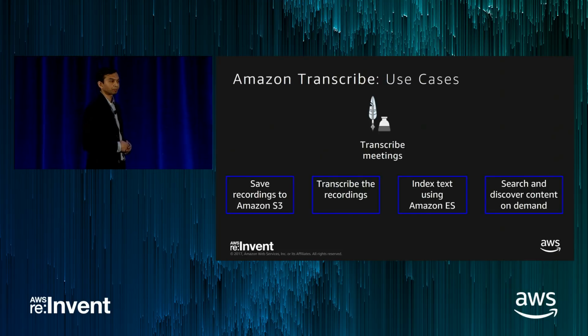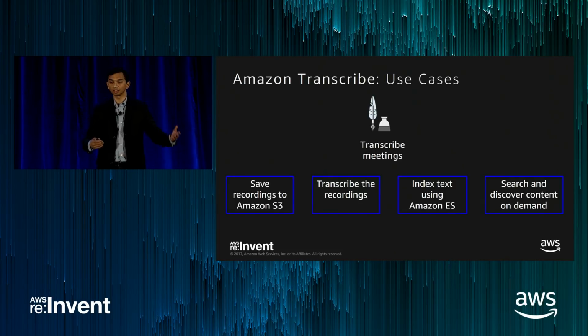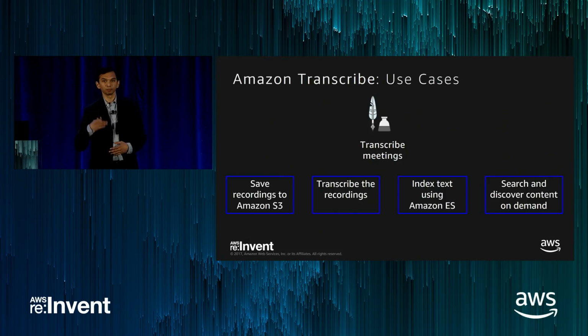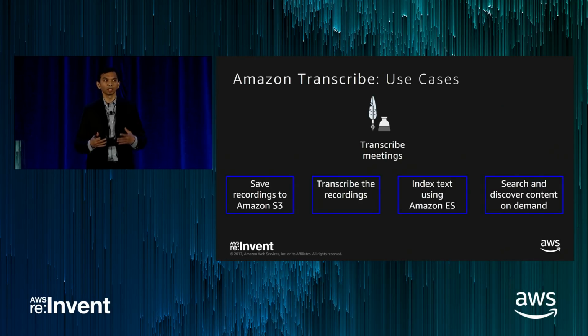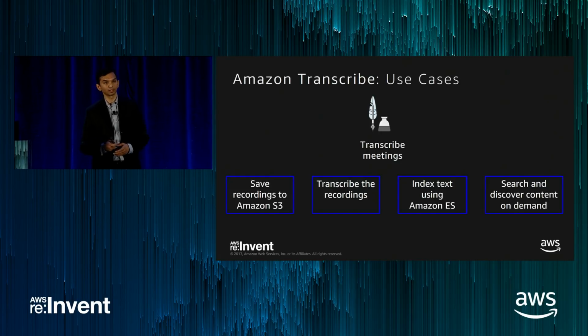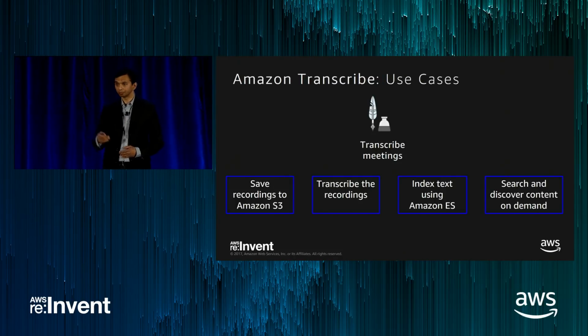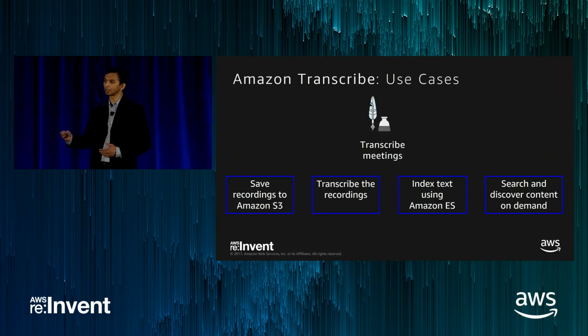The other use case is, let's say you have archives of meetings that you've recorded. Let's say you're a financial firm, you record all your meetings, and then you want to be able to audit them, you want to be able to search through them, or you're a legal, a court, you've got hours and hours of court recordings that you want to analyze, find out which judge said what, how a ruling was made. You can do that with Amazon Transcribe. So you'd put all the recordings in S3, you transcribe it, you index it with Elasticsearch, and then it becomes really easy for you to search and discover the content that you need.